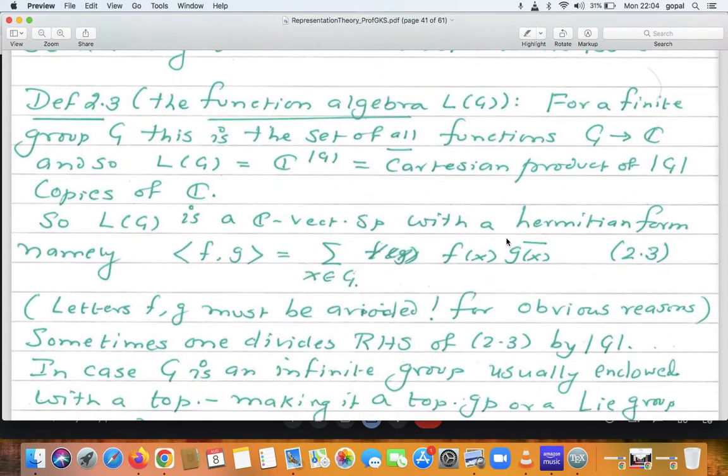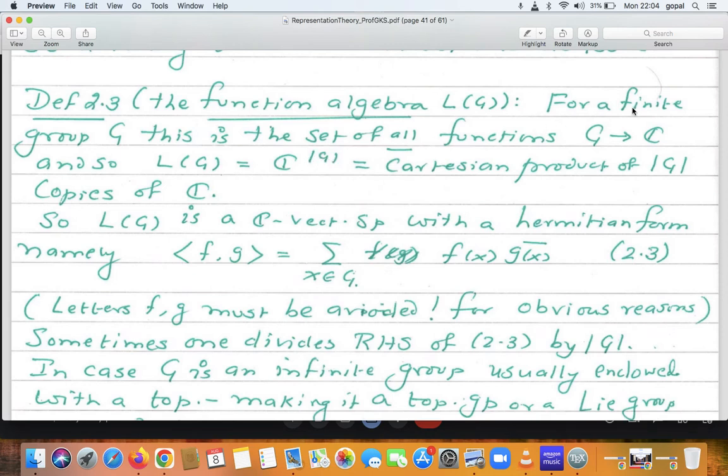And then let us introduce a function algebra. For a finite group G, this is the set of all functions from G to C. In other words, it is a Cartesian product of |G| many copies of C. It's a C vector space. It is C to the power |G|.